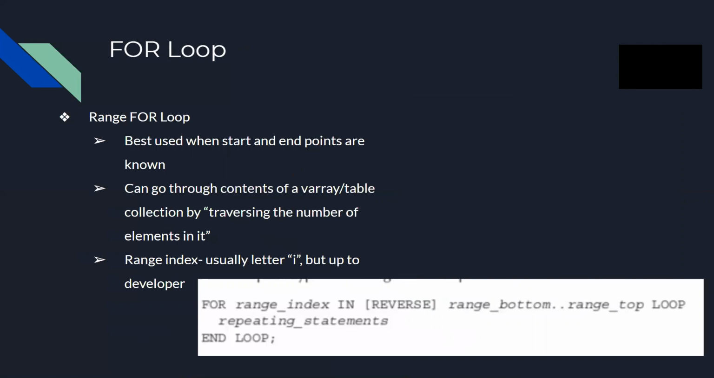Let me explain the range for loop. This is best used when start and end points are known, and it can go through the contents of an array or table collection by traversing the number of total elements in it. The range index is usually the letter I, but this is optional and depends on the developer.